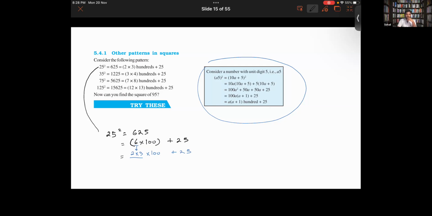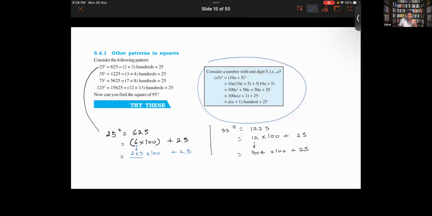So look out for other numbers also. Like for 35 squared, we can write it as 3 times 4, then multiplied with 100 plus 25. Take this example of 35 squared, that is 1225. How can I write it? Can I write it like this: 12 times 100, that is 1200, plus 25? Yes. Later on, I can write it like this also: 3 times 4 multiplied by 100 plus 25.